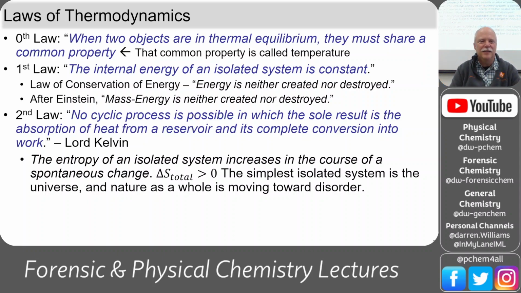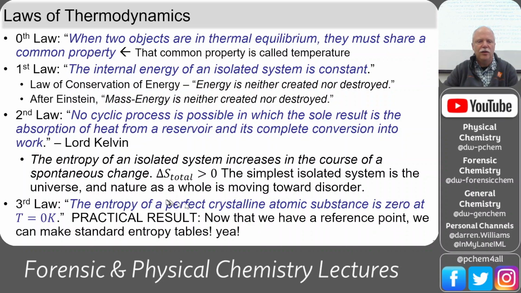And then another way to say this is the entropy of an isolated system increases in the course of spontaneous change. So this idea of entropy being the increase of options, moving towards a more degenerate state of levels or to a denser energy level state. And then the third law of thermodynamics, the entropy of a perfect crystalline atomic substance is 0 at 0 Kelvin. The practical result of this one is that we now have a reference point for entropy, and we can make tables. We can have standard entropy tables, just like we will see that we have standard enthalpy tables and standard Gibbs energy tables. So we'll see the results of those.